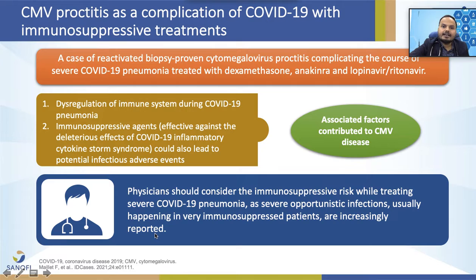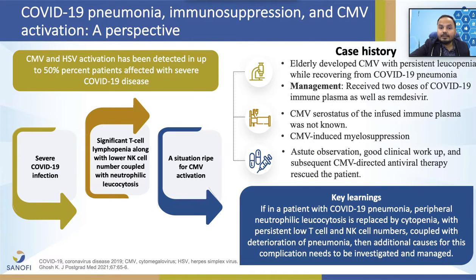CMV proctitis as a complication of COVID-19 with immunosuppressive treatment, and physicians should always consider the immunosuppressive risk while treating severe COVID-19 pneumonia, as severe opportunistic infections usually happen in very immunosuppressed patients and are increasingly reported. COVID-19 pneumonia, immunosuppression, and CMV activation.